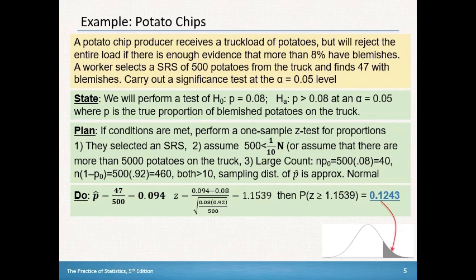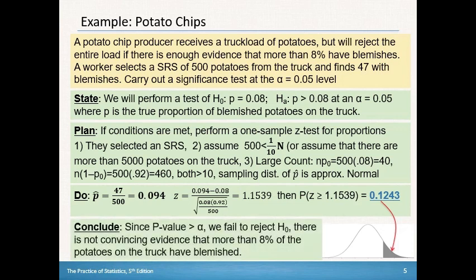All right, so that is not that unlikely. We have almost a 12.5% probability that we would get a p hat as extreme or more extreme than 9.4% when the true proportion still is 8%. So it's not rare enough for us to reject this load of potatoes. All right, so since our p-value of 0.1243 is greater than our alpha of 0.05, we would fail to reject it.